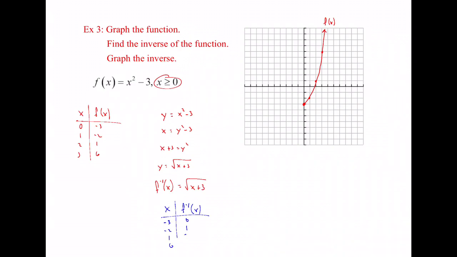and then switch them. And so you can really just take these points that you had before, 0, -3, and now graph -3, 0. 1, -2 is now -2, 1. 2, 1 is 1, 2. And 3, 6 is 6, 3. And there is your inverse function.